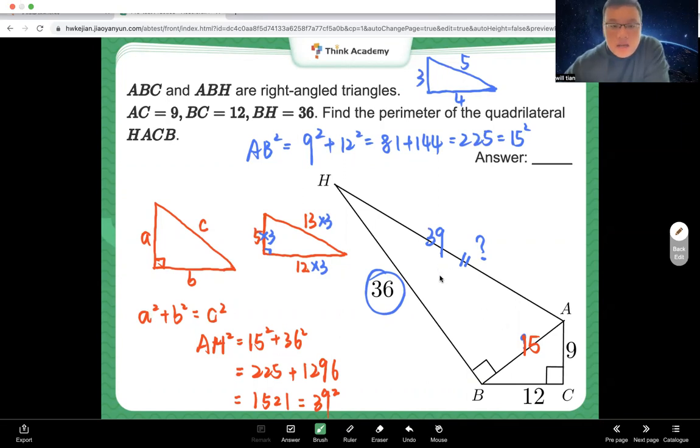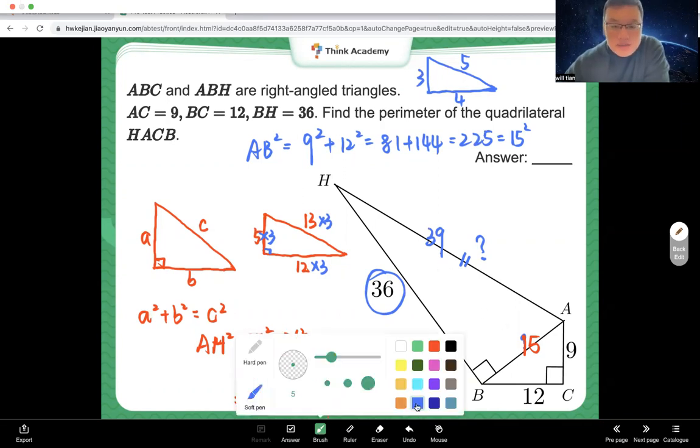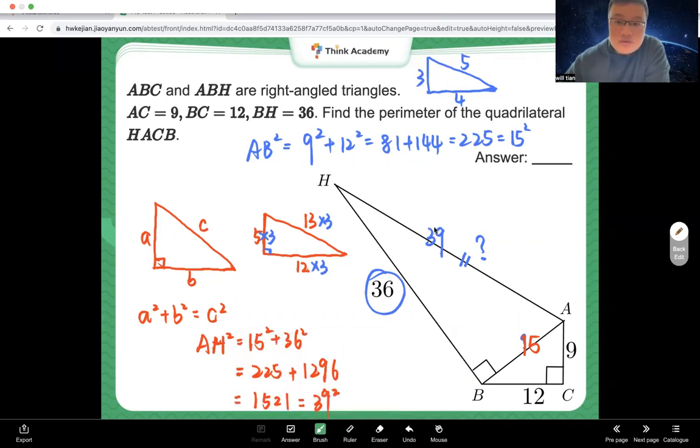So now, guys, let's add them together and see what's the final answer, right? Because it asks you the perimeter of this quadrilateral. So you have to add 39, 36, 9, and 12 together. So guys, when you add them together, you got what kind of number? I think it's 96. Yep, very good. It's 96, no problem. 96.